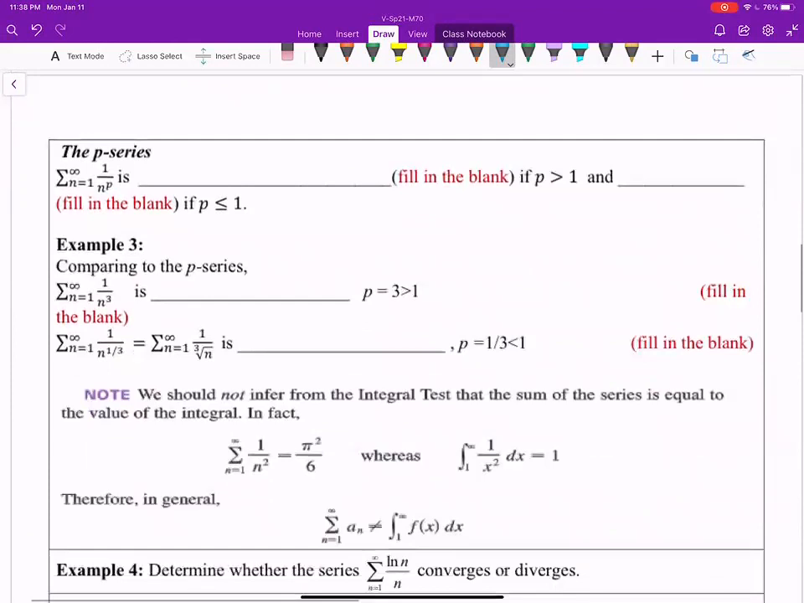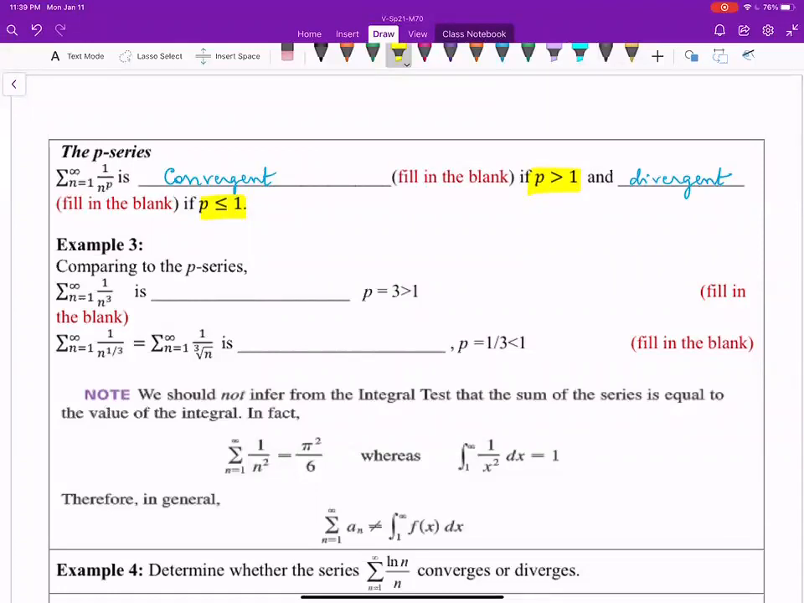The next type of series is the P series. So earlier in one of the sections, you saw geometric series. Next type that you're seeing is the P series. The P series, sigma, n varying from 1 through infinity, 1 over n to the power p, is convergent if p is more than 1 and divergent when p is less than or equal to 1.